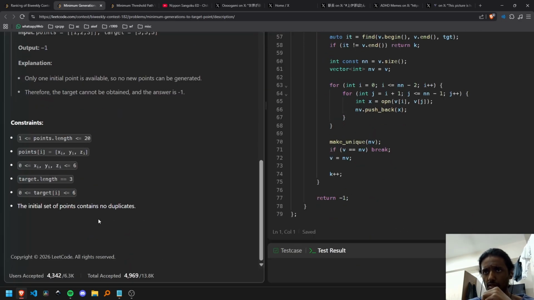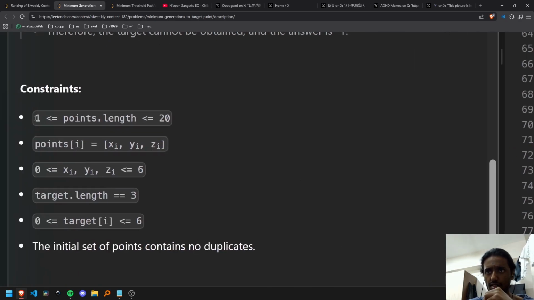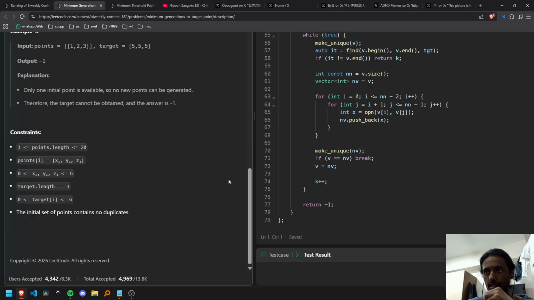Now the main thing with this problem were the constraints. We have n less than or equal to 20, and the more important constraint is that xi, yi, and zi are less than or equal to 6, from 0 to 6.